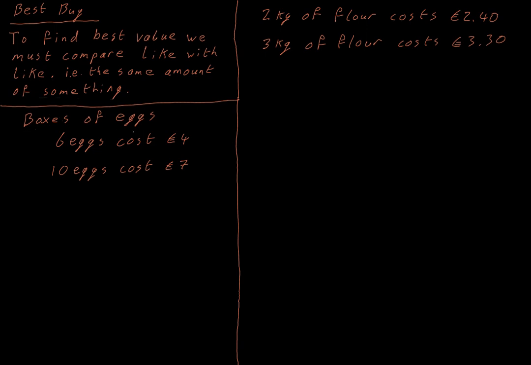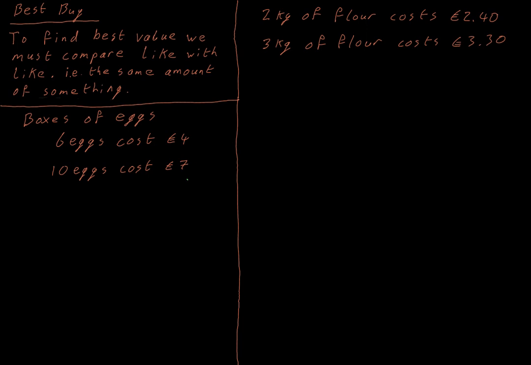So if we go into the supermarket and we see different boxes or different cartons of eggs, we often have eggs that might come in groups of 6 or 8 or 10 or 12. And we see a box of 6 eggs that costs €4 and a bigger box of 10 eggs that costs €7. Now, how am I going to compare which one of those gives me the best value?